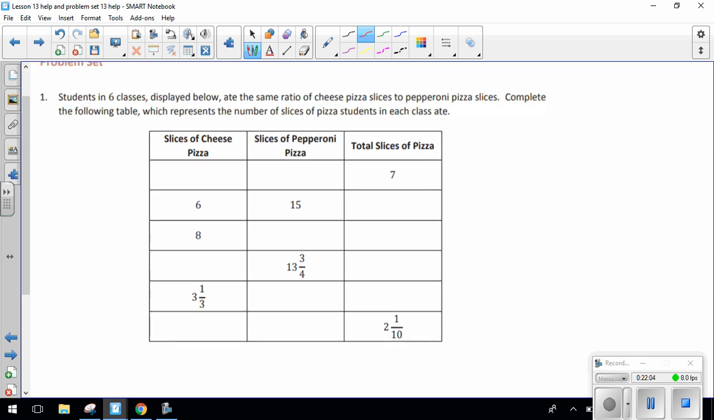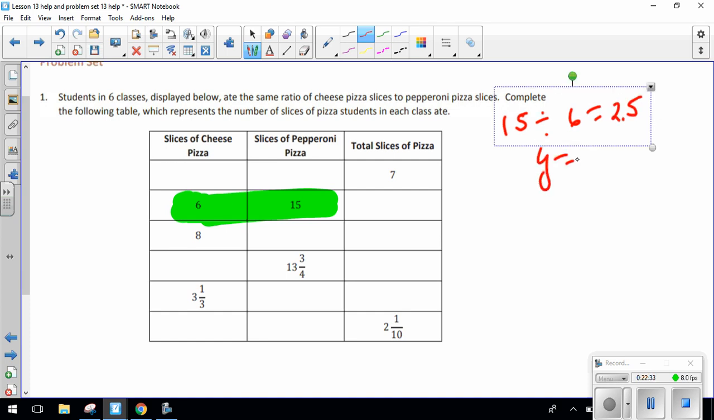So for this one, I want to look at a row that has the slices of cheese pizza and the slices of pepperoni pizza. So either this one or pretty much that's it. And I want to take the bigger number, is usually what I do, and divide it by the smaller number. So in your calculator, you're going to take 15 and divide it by 6. And when you do that, you get 2.5.